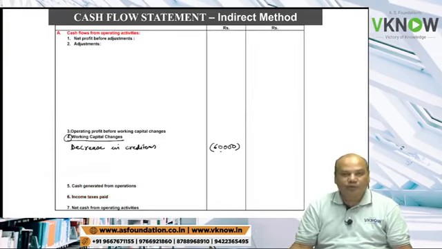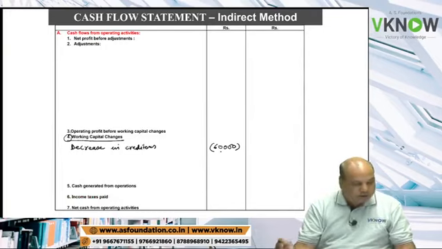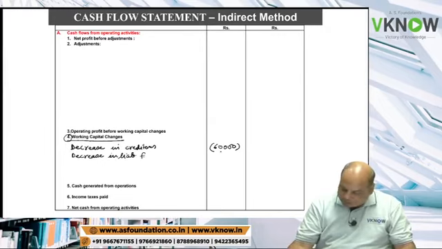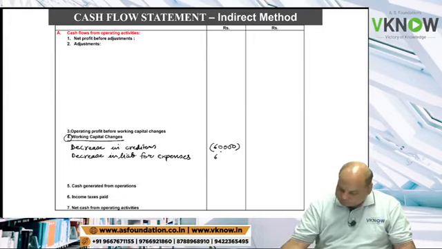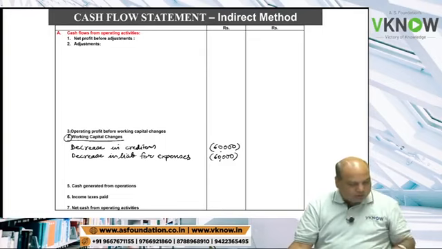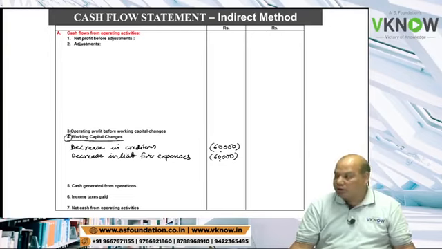Next line, liability for expenses. Operating activity point 4. Working capital changes. Opening liability 330, closing 270. Again write, decrease in liability for expenses 60,000. In bracket, decrease in current liability, decrease in cash flow.